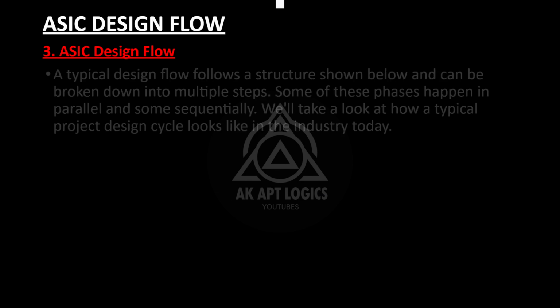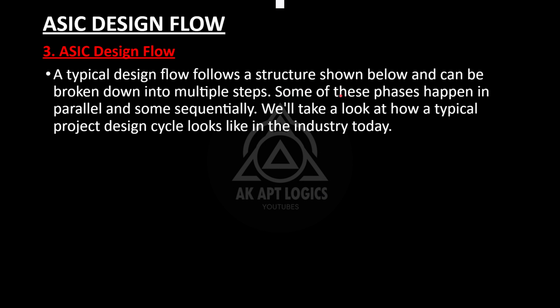Next, the thing is the ASIC design flow. Here comes the main part, the ASIC design flow. A typical design flow follows a structure shown below and can be broken down into multiple steps. Some of these phases happen in parallel and some sequentially. It means we are going to do some of those steps in parallel, and some of them sequentially, one after another. We'll take a look at how a typical project design cycle looks in the industry today.